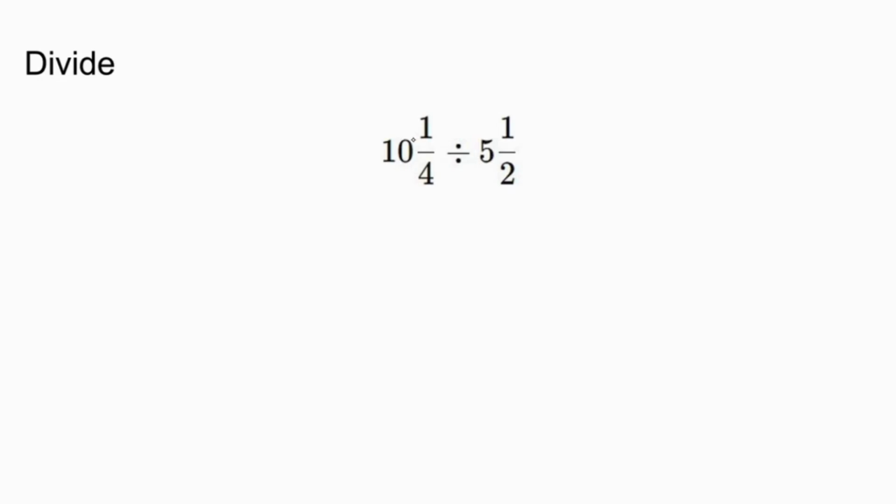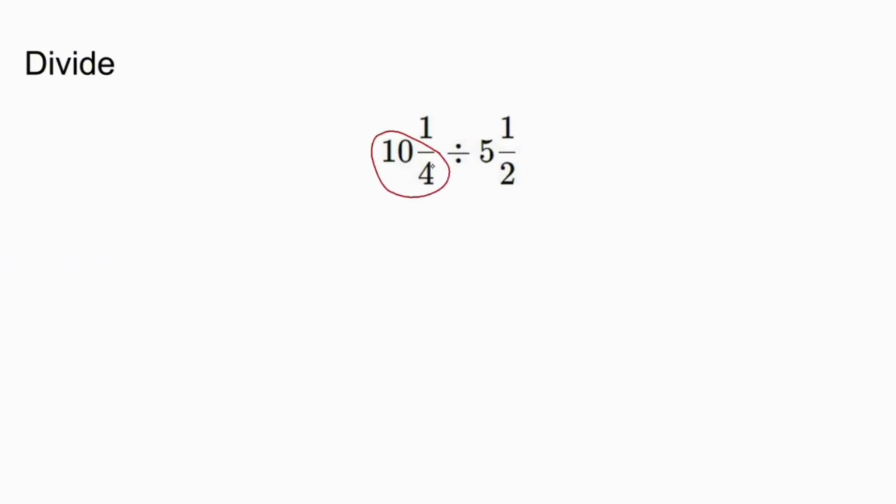Divide 10 and 1/4 divided by 5 1/2. When dividing two mixed numbers, the first thing you want to do is turn them both into improper fractions. How do I turn this first mixed number into an improper fraction? Well, take that 10 out in front and multiply it to the denominator of 4.